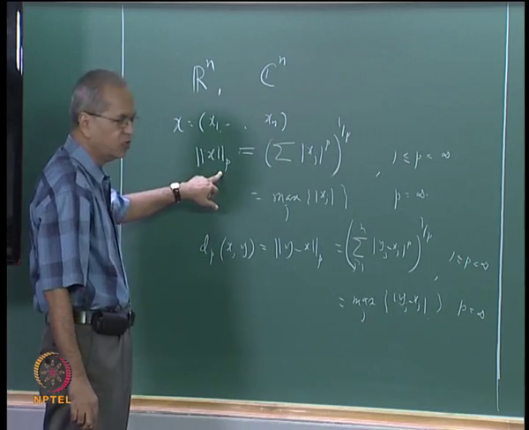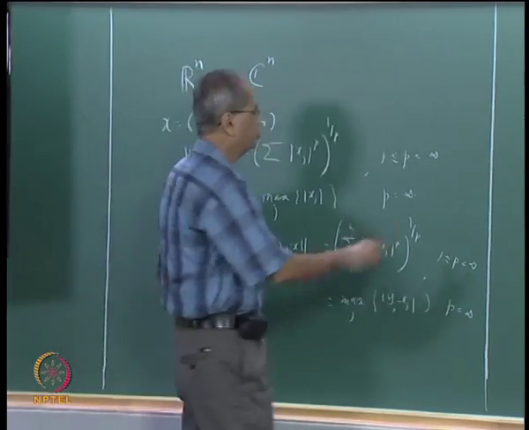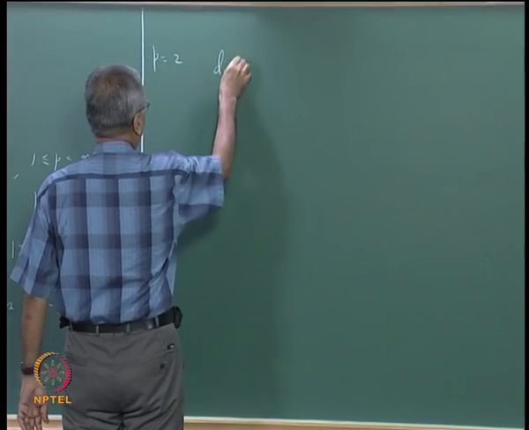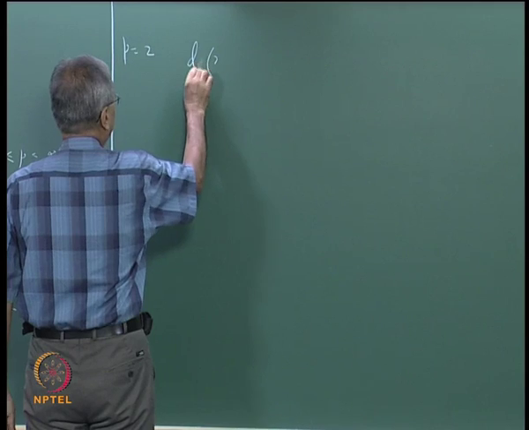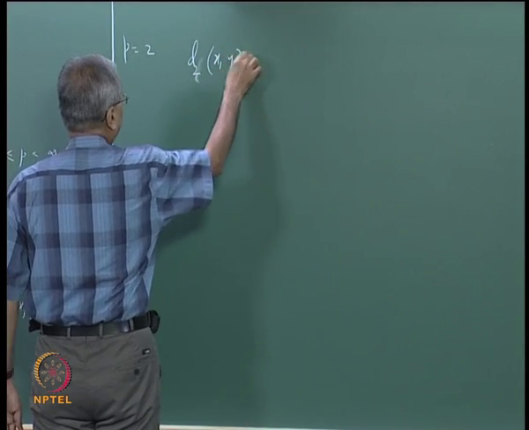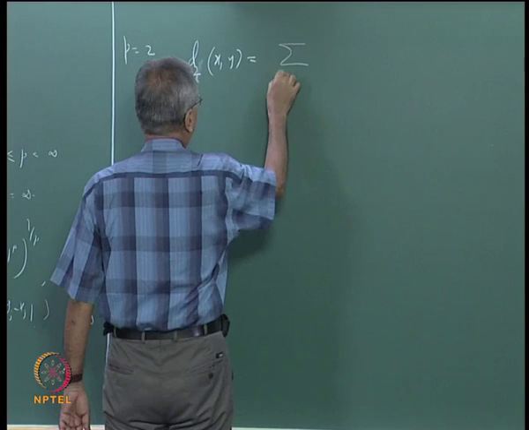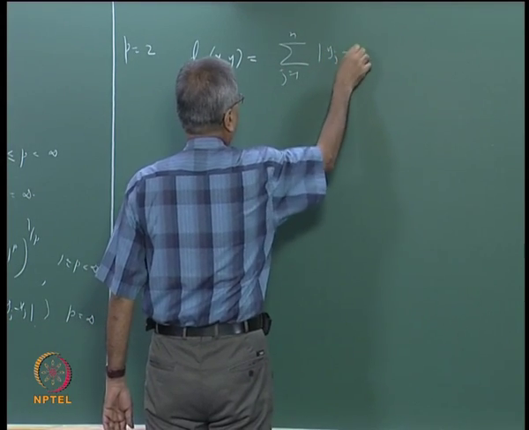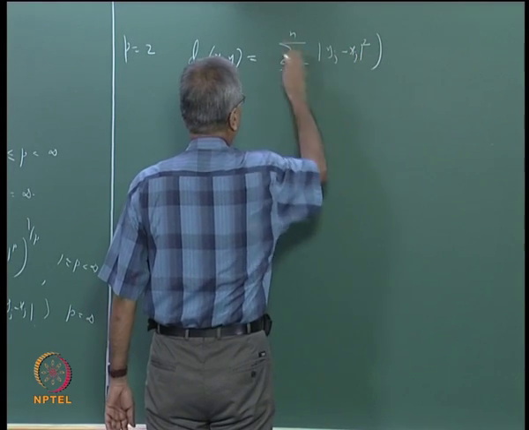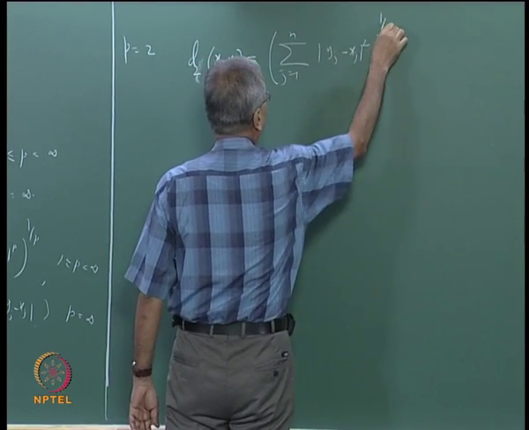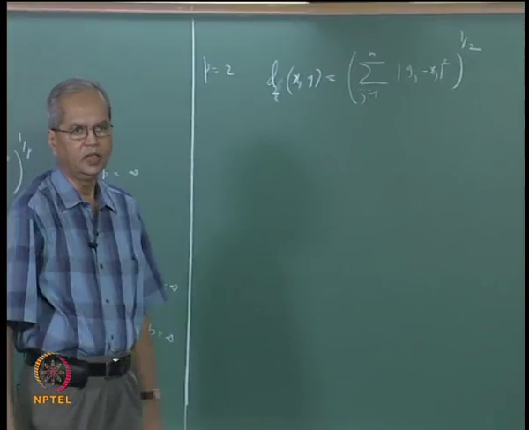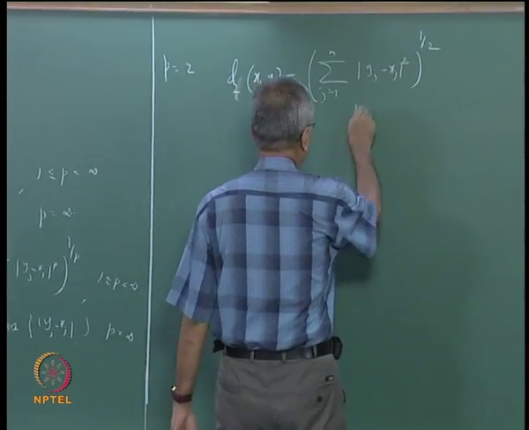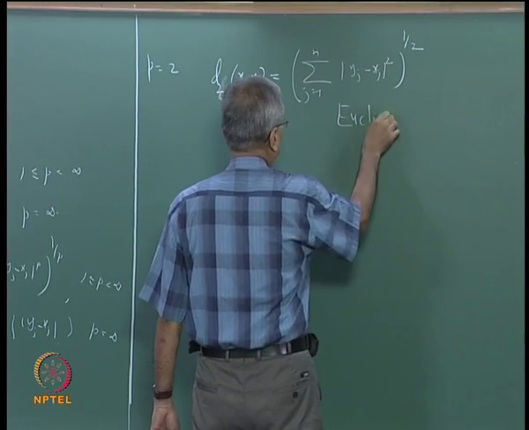The case p equal to 2, let us take the case p equal to 2, then that is called d, let us say d suffix 2 of x, y, that is nothing but sigma j going from 1 to n |yj minus xj| squared, and then this whole thing, that is square root of the whole thing. This particular distance is the most popular distance, and that is called Euclidean distance, or Euclidean metric.